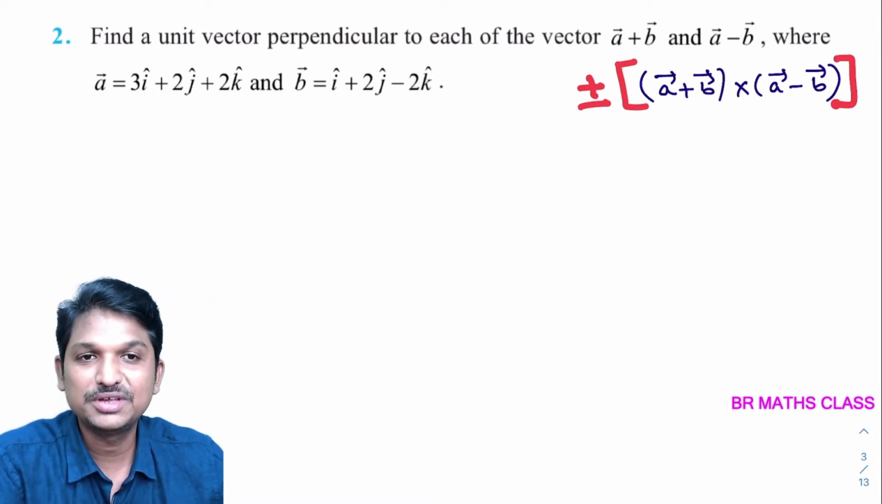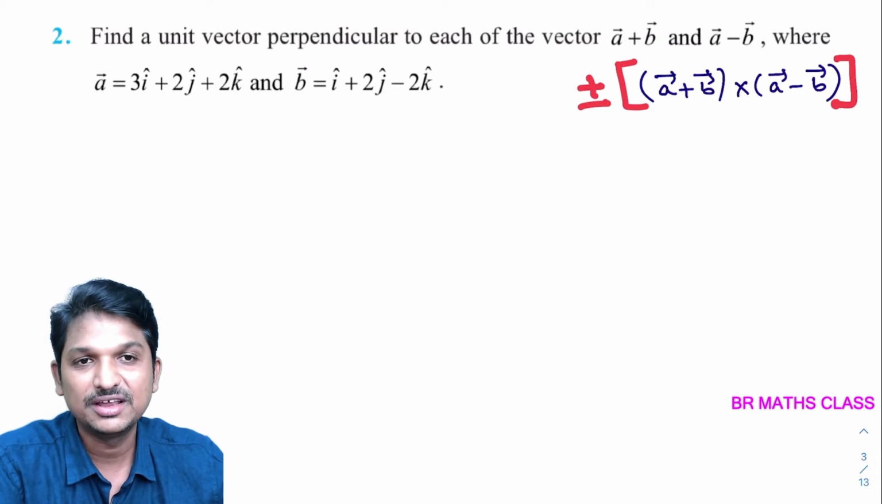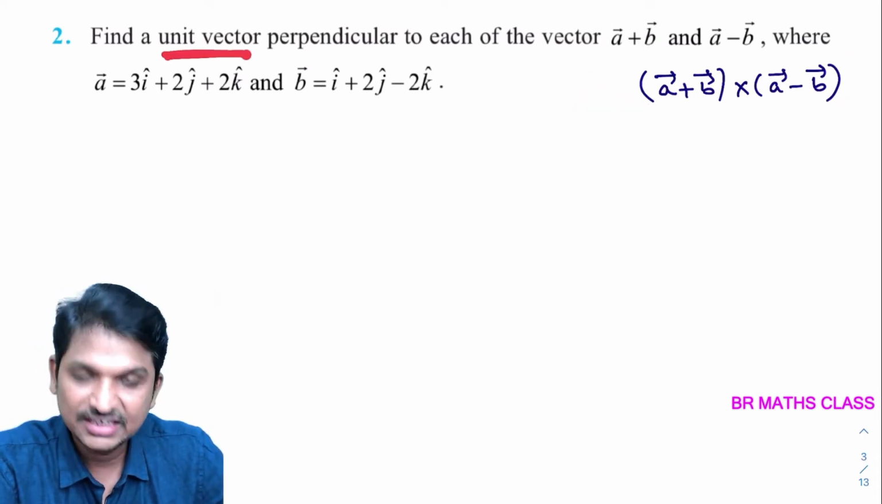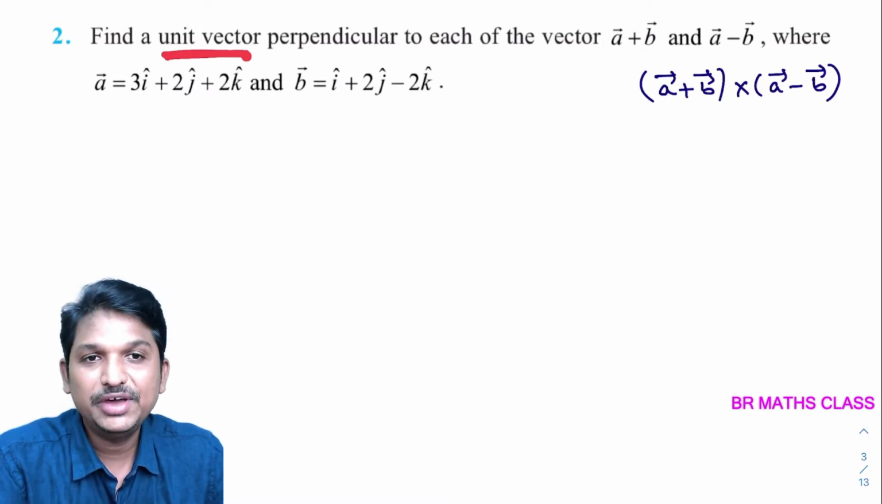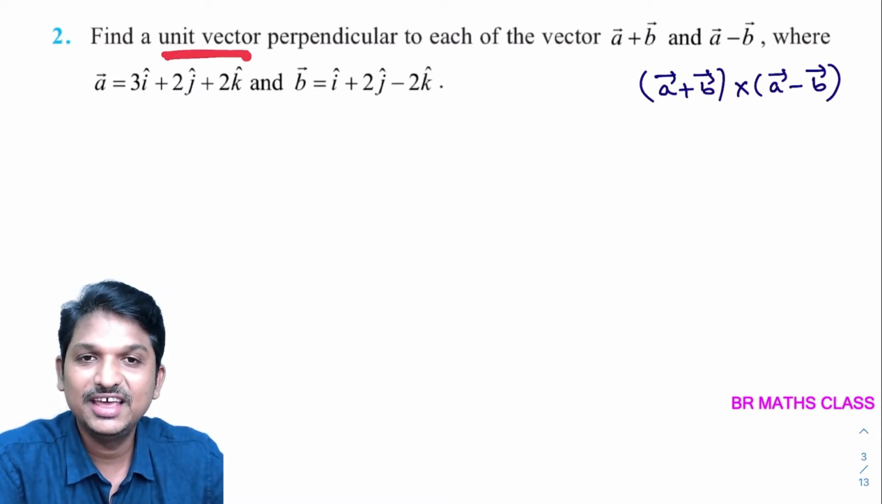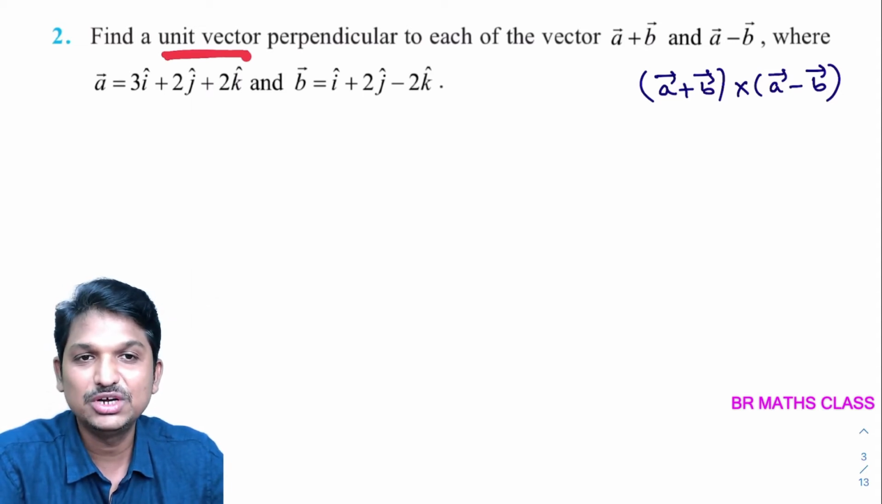That 14 problems are there, 14 formulas are there now, right? So this is the vector which is perpendicular to a bar plus b bar as well as a bar minus b bar. Now the question is what they are asking? Unit vector. Any vector can be made into a unit vector by dividing that vector with its magnitude.